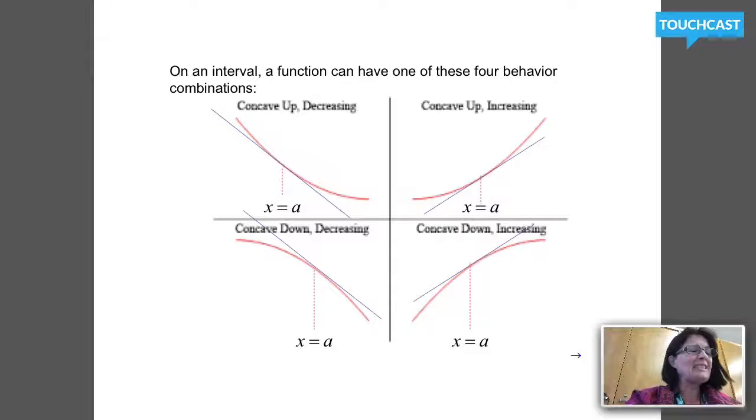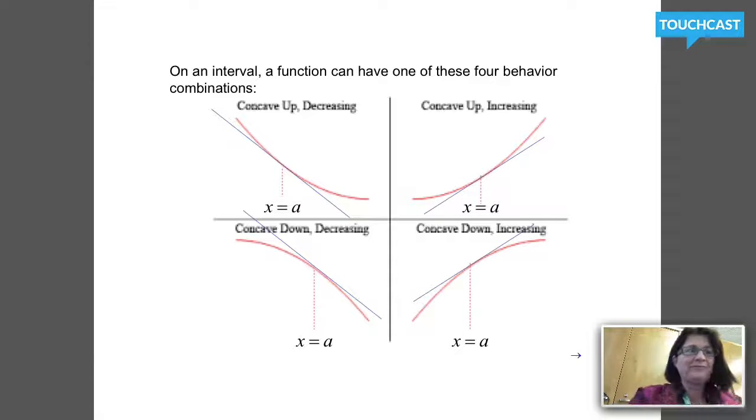So if you consider those two different kinds of behavior, increasing versus decreasing, and concave up versus concave down, then there are 4 possible combinations of those behaviors that a function could have over a certain interval. And I have just a quick little sketch example of each of those. So this top left corner, a function could be concave up and decreasing, meaning it looks like a bowl that's going downhill. It could look like a bowl that's going uphill.